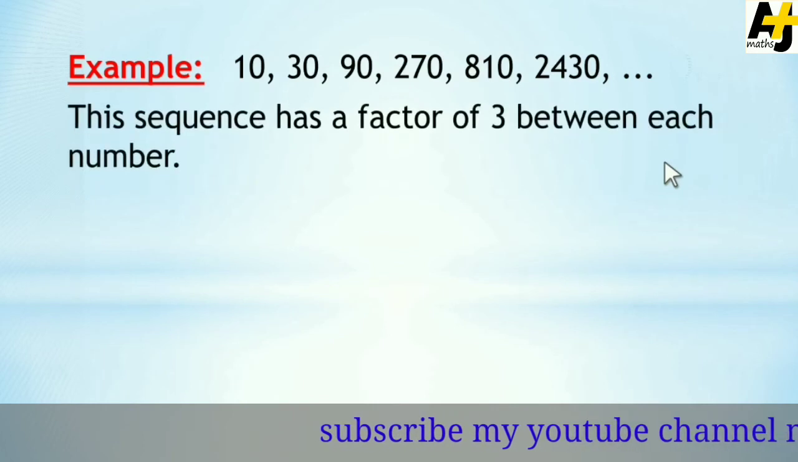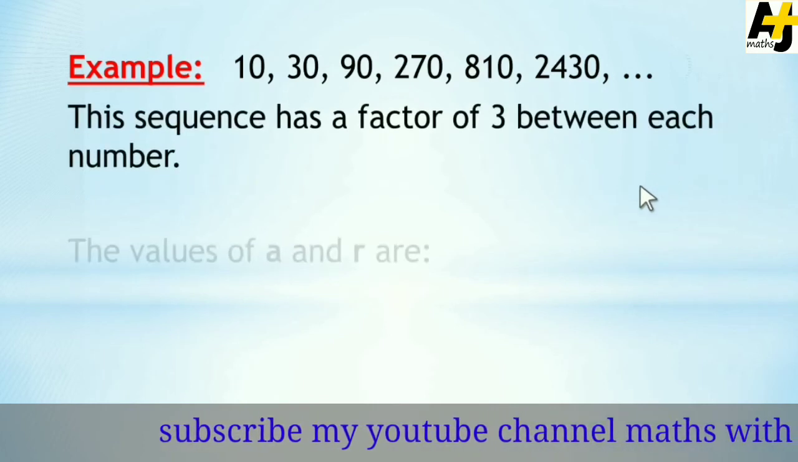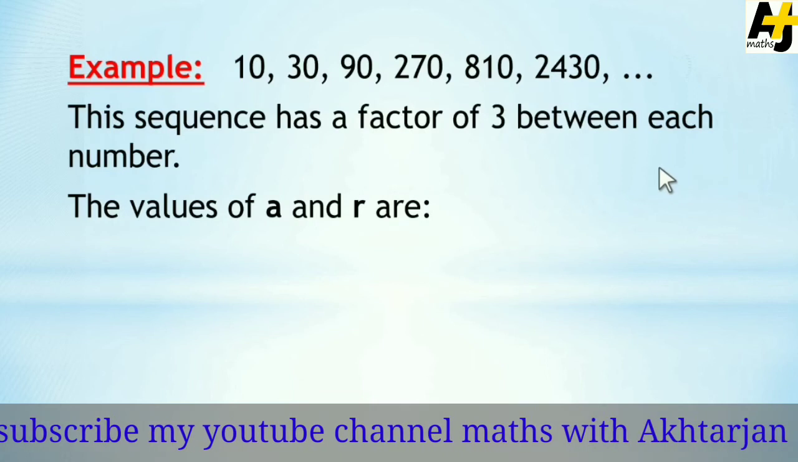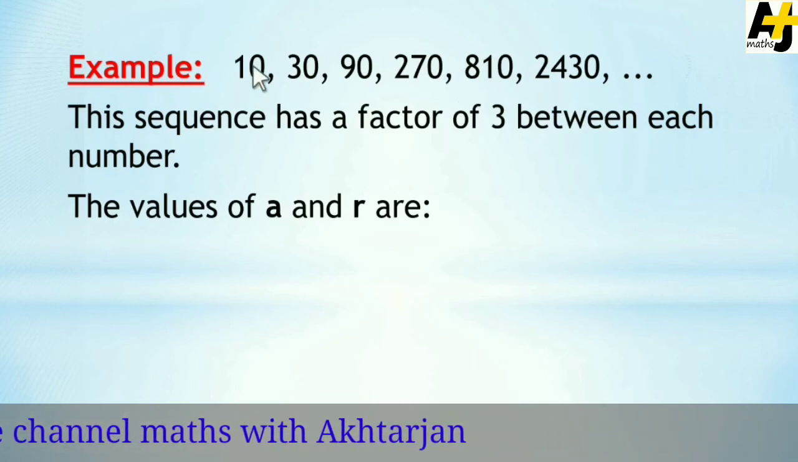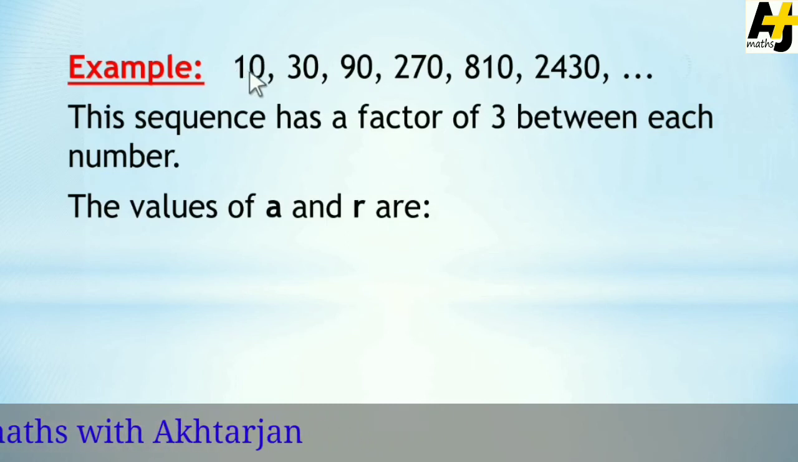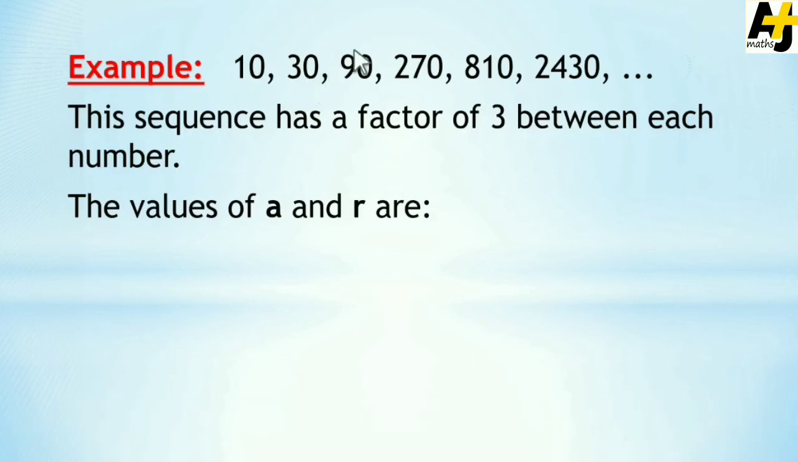Look at another example: 10, 30, 90, 270, 810, 2430, and so on. This is also a geometric sequence. This sequence has a factor of 3. The first term is 10. The second is 10 multiplied by 3, which is 30. The third term is 90 because 30 multiplied by 3, a factor of 3.